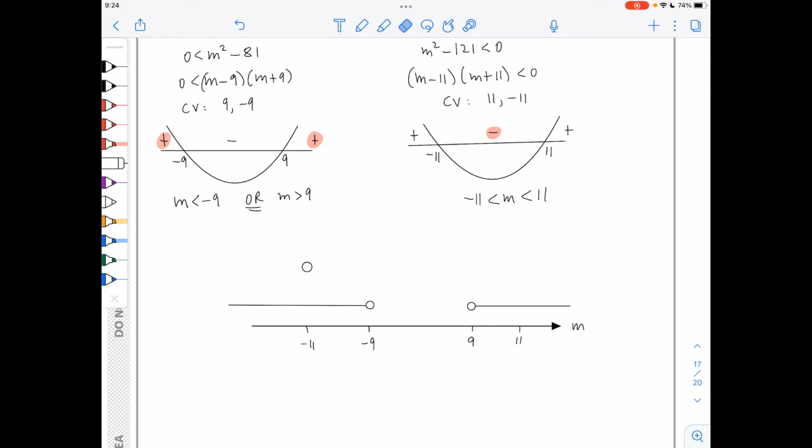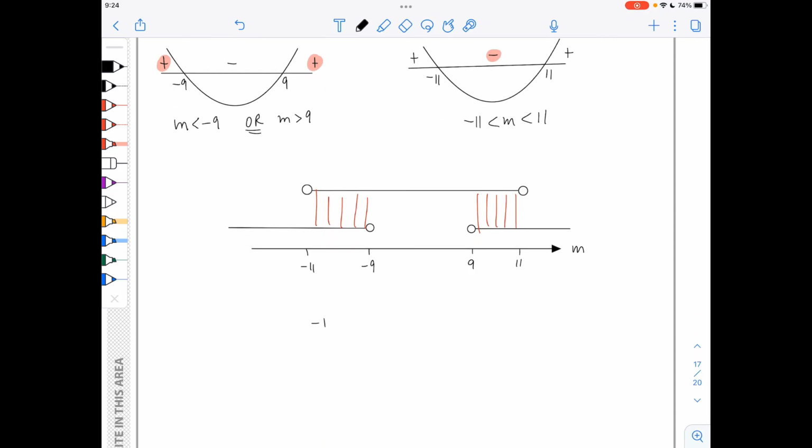So we need to extend this to be up to 11 over here. So when are both of them satisfied? It's the intersection of the two, between -11 and -9, and between 9 and 11. So -11 less than m less than -9, union, which means or, 9 less than m less than 11. Be careful, we should be using m, not x, because the question was phrased in terms of m.